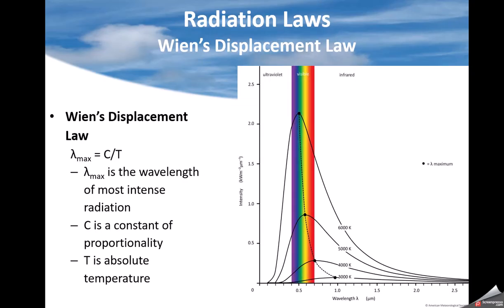And here you can see visible light, ultraviolet, and infrared. Infrared would be the Earth. Visible, a lot of the sun's radiation. Ultraviolet, again, some of the sun.